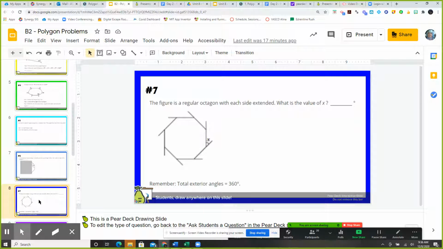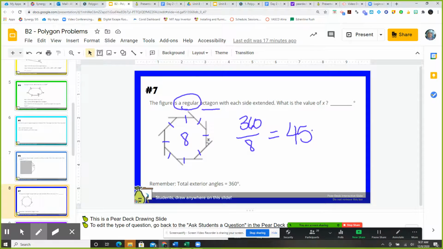So what about question 8? You can do 360 divided by 8. I was hoping somebody would say that. Why 360 divided by 8? They're all equal because it says it is a regular octagon. Regular octagon means you can do that division. So what is 360 divided by 8? 45. I love the easy ones. They make me so happy.